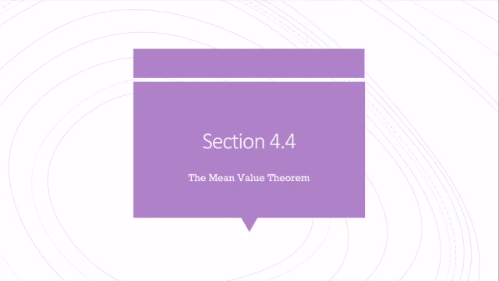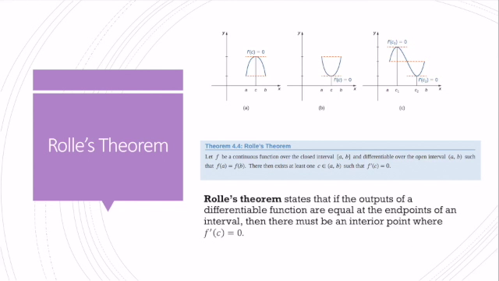So section 4.4 covers the mean value theorem. We're going to talk about the mean value theorem and Rolle's theorem, and we're going to have a good time. So Rolle's theorem says, let f be a continuous function over a closed interval [a, b], and it's differentiable over that interval such that f of a equals f of b. Then there exists some c between a and b such that f prime of c equals 0.